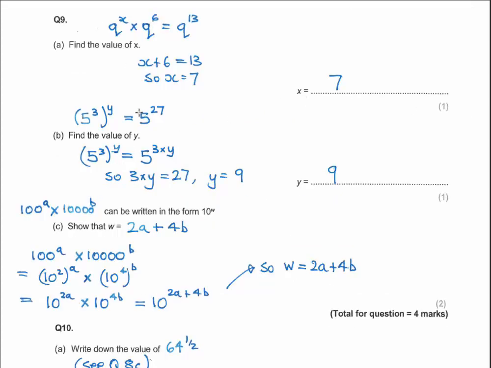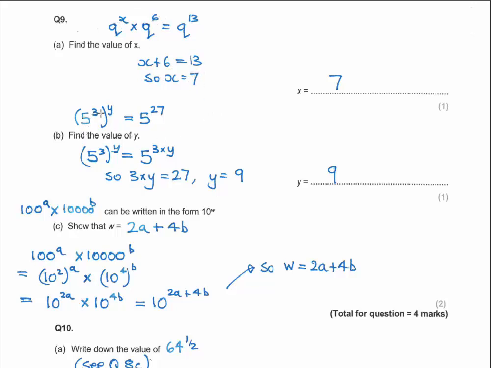So question 9 says q to the power of x times q to the power of 6 is q to the power of 13. Find the value of x. Well, when you multiply, you know that you add the powers, so x plus 6 has to add to make 13, and therefore x must be 7.